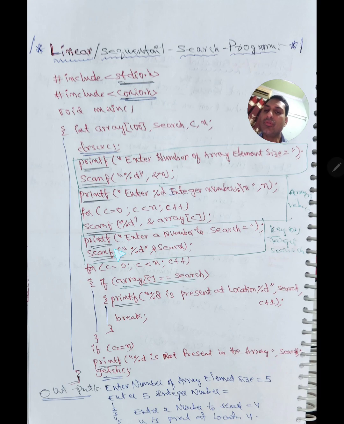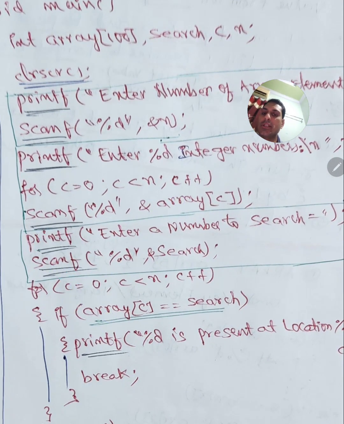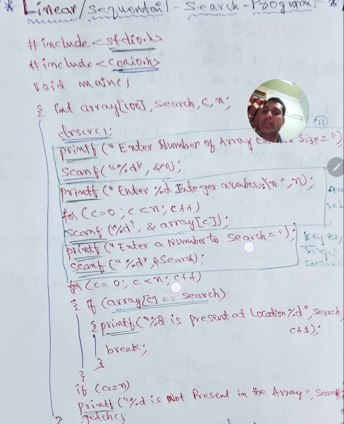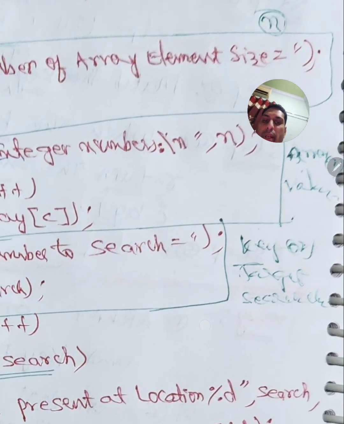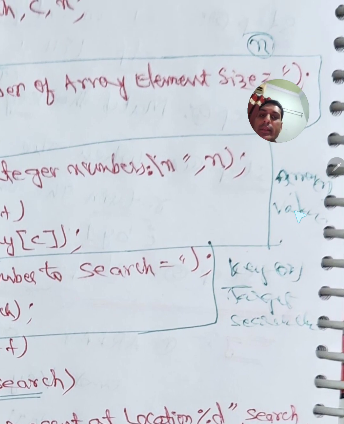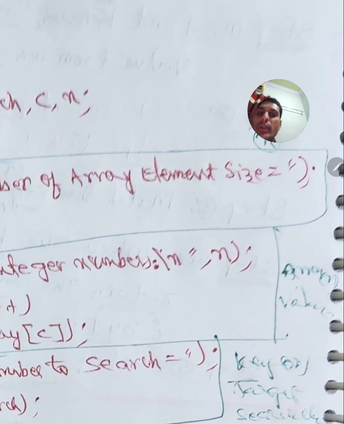Then we need to enter a number to search. Which element we are going to search, that we need to enter here. This box I marked in green color; this box will be for the searching element. Percentage d, ampersand search. Ampersand means the searching element. I wrote the comments here: key or target or search element will be here, and this is the array values. This is the first part.